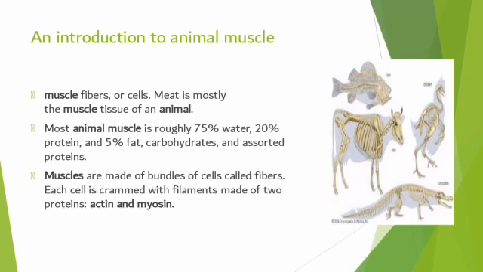An introduction to animal muscle. Let's talk about the muscle fiber or cell. Meat is mostly the muscle tissue of an animal. Most animal muscle is roughly 75% water, 20% protein, and 5% fat and carbohydrates. Muscles are made up of bundles of cells called fibers. Each cell is filled with filaments made up of two different types of protein, actin and myosin.